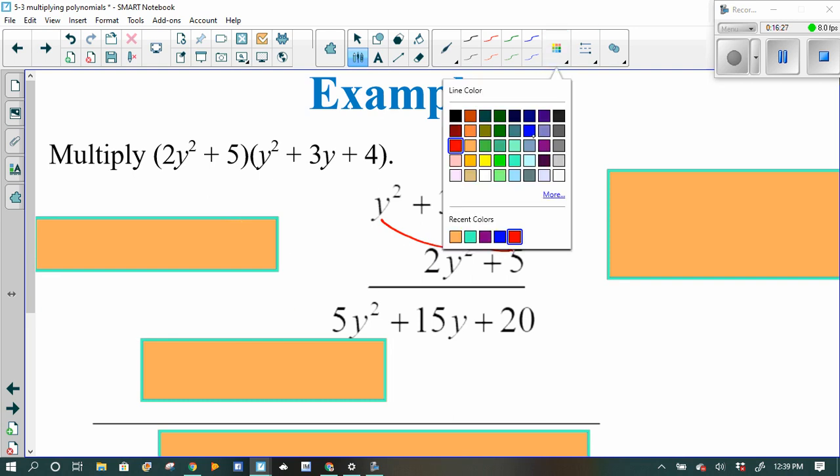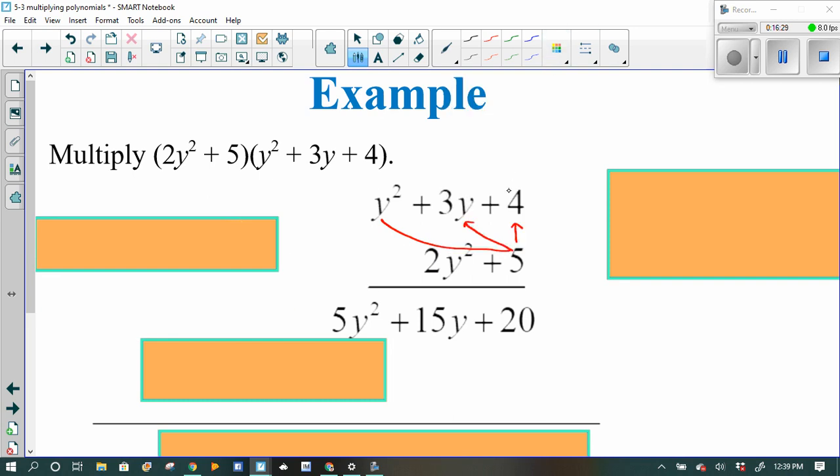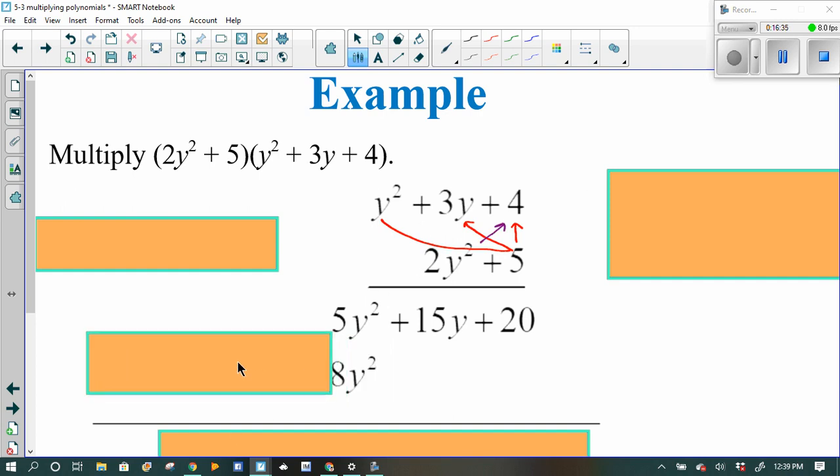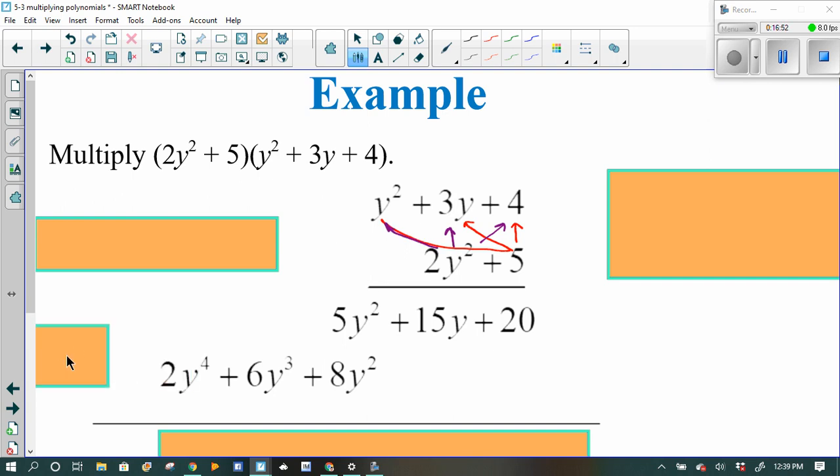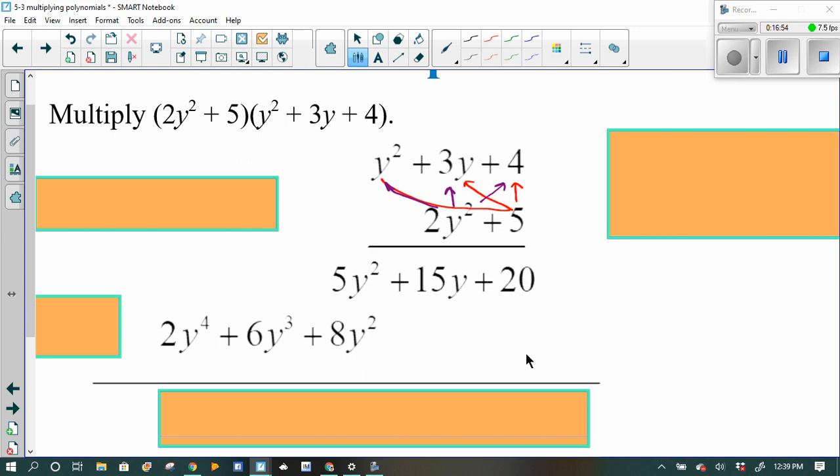Now you have to do the other number. So 2y squared times 4, which is 8y squared. So you're going to want to line it up with the y squared. 2y squared times 3y is 6y cubed. You're going to put it in front because it doesn't match those two. And then 2y squared times y squared, which is 2y to the 4th.